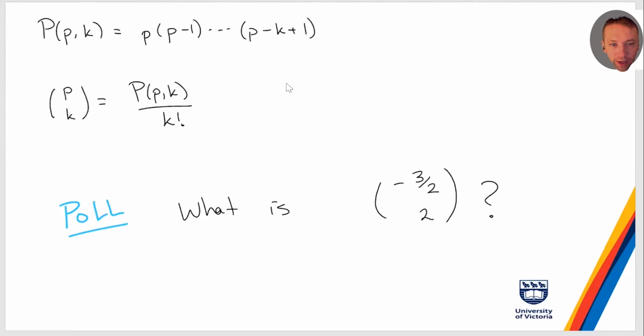So I've included the definitions here because I know that these definitions are new for you. If you take a look at these definitions, I want you to compute negative 3 over 2 choose 2, which I admit is extremely weird because I've got a negative and a fraction in there. But the definition doesn't say p has to be positive or anything, right? So this definition makes sense, and this is a valid thing to compute.